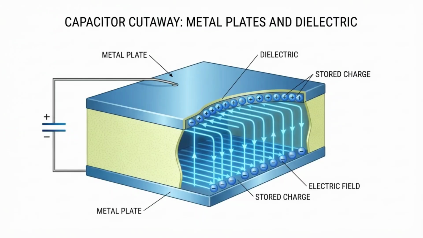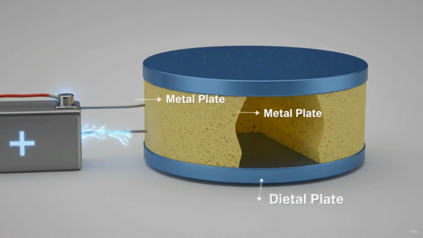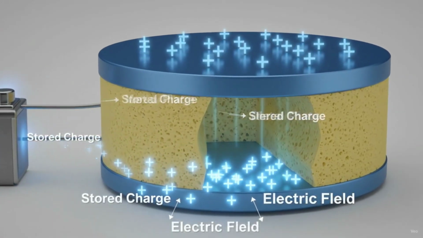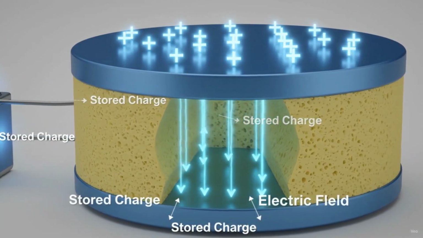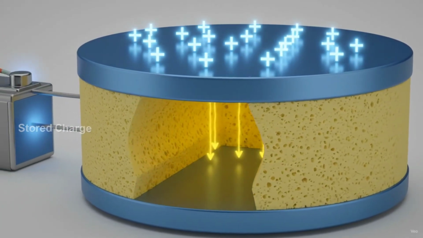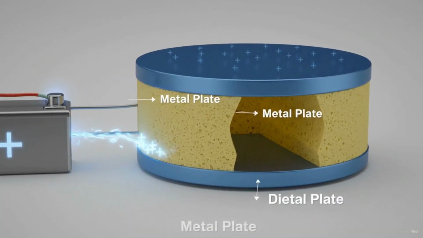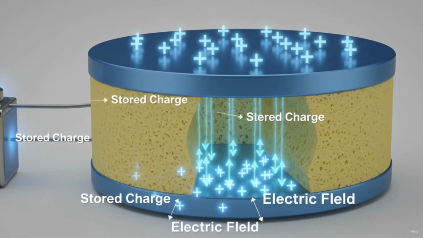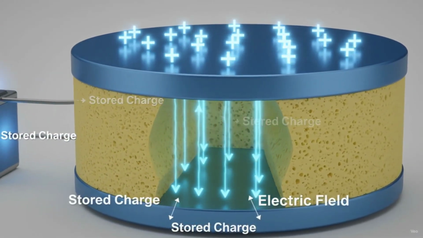Let's see how a capacitor is constructed. A capacitor consists of two conductive metal plates separated by an insulating material called the dielectric. The dielectric can be ceramic, paper, plastic film, mica, or an oxide layer depending on the capacitor type. Since the dielectric is an insulator, electrons cannot move directly from one plate to the other. Instead, opposite charges accumulate on the plates, creating an electric field. The electrical energy is actually stored in this electric field.